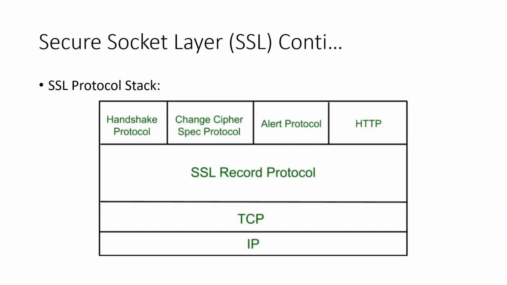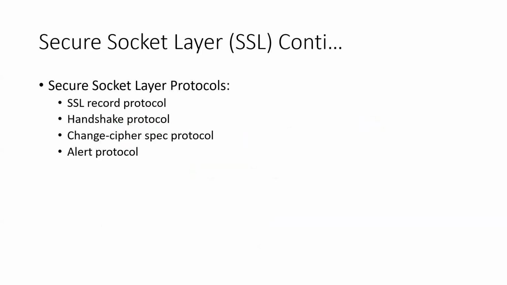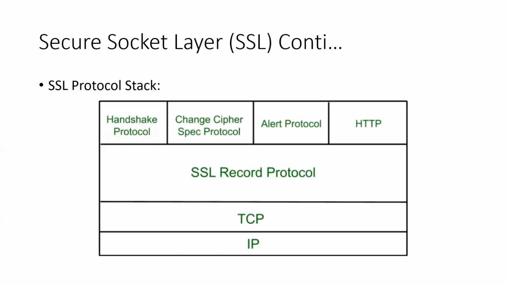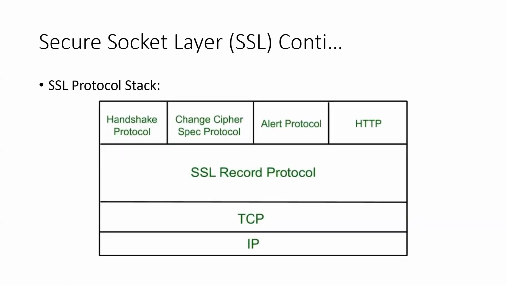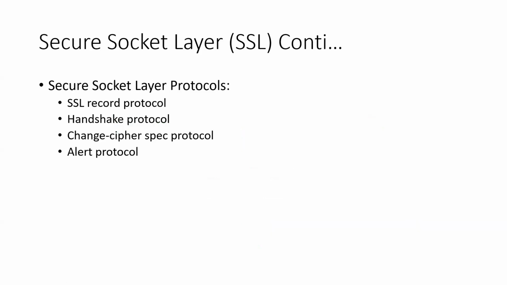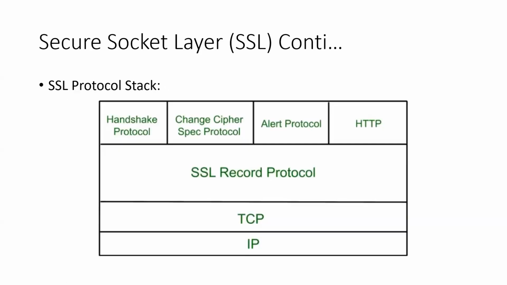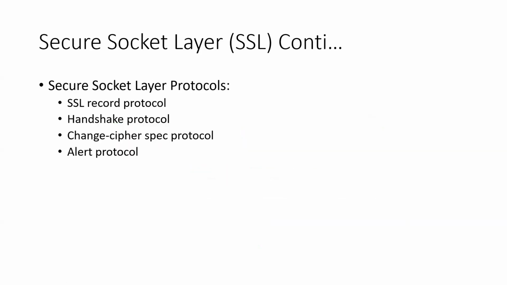Check the slide, and if you have any question related to this, just let me know. I'm going to explain it again and again, it doesn't matter. Moving on. In the stack, I have mentioned the secure socket layer protocols. First one is the SSL record protocol, then the handshake protocol, change cipher spec protocol, and alert protocol.